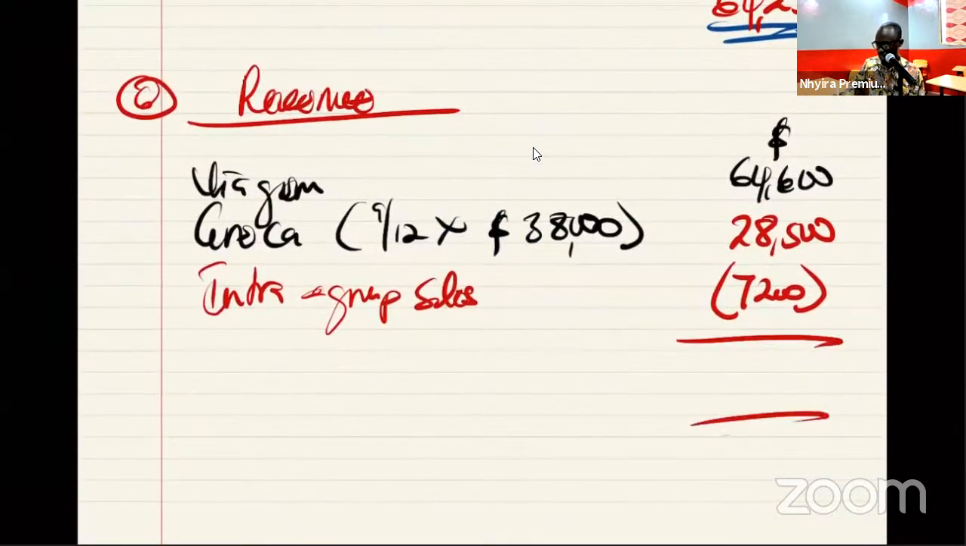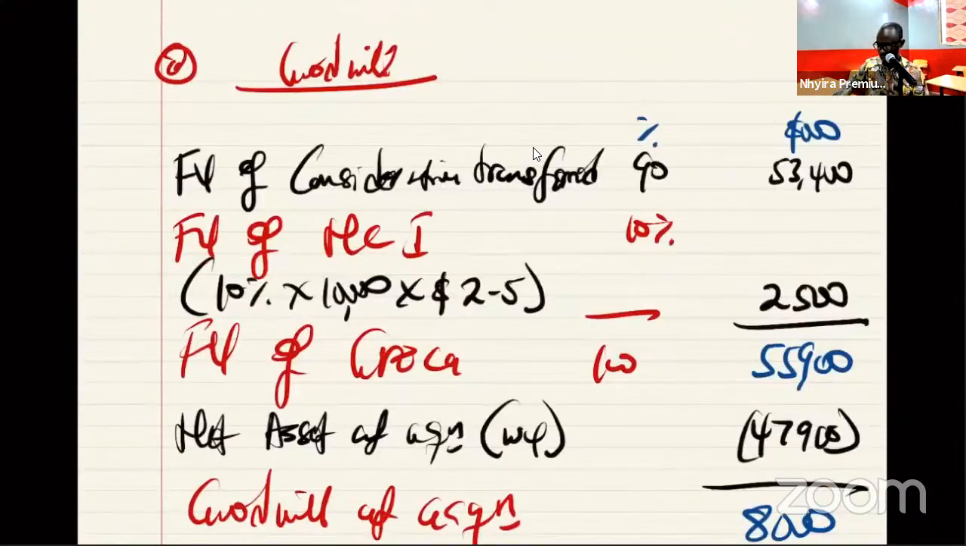Revenue. Let's add it up and get our net figure on revenue, and that is 85,900. You can confirm that as well. 85, not 89. 85,900. So that's it. Goodwill, 7 marks. We got it already done.